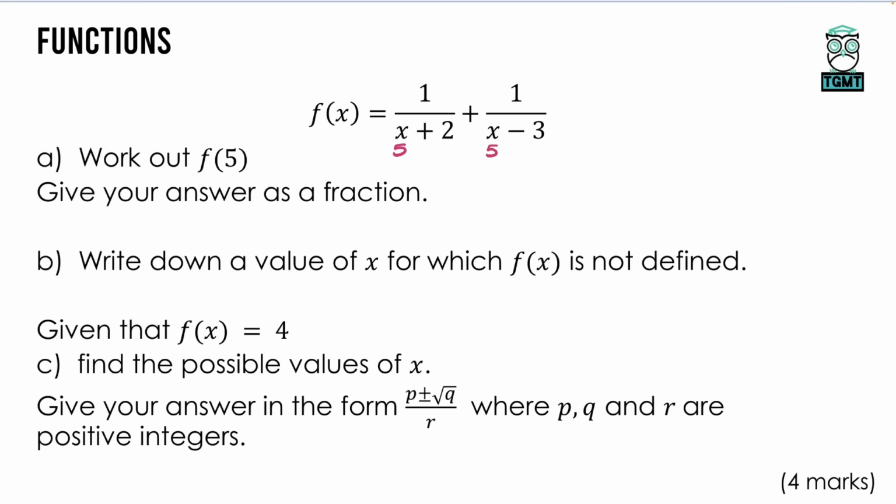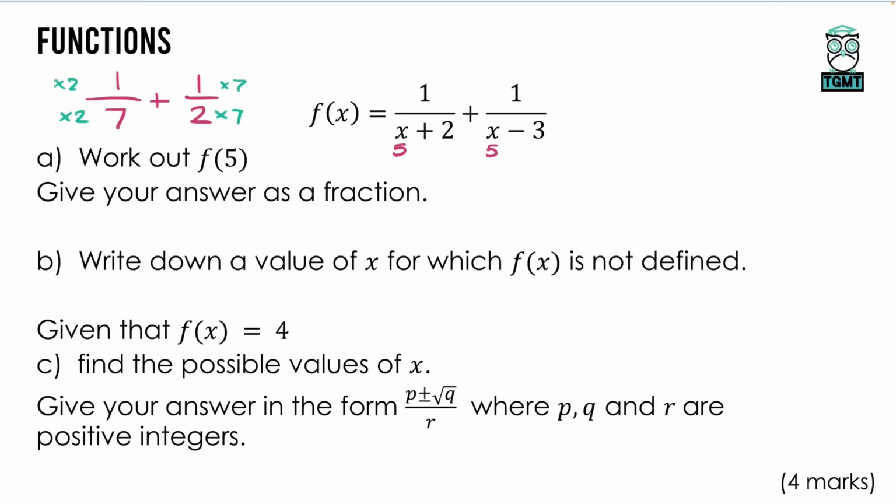So if we actually sub that in, we have 1 over 5 plus 2, which is 7, plus 1 over 5 take away 3, which is 2. So we have 1 over 7 plus 1 over 2. We just need to make sure that we make a common denominator here. So when we are dealing with fractions, we want 14 on the bottom, so timesing the left fraction by 2 and the right fraction by 7.